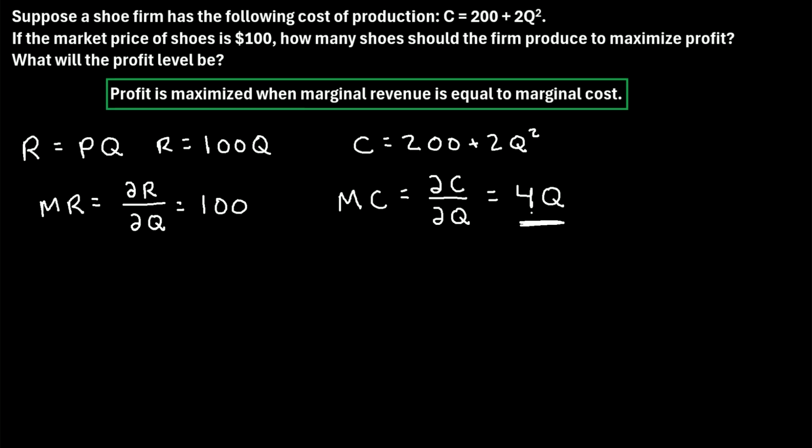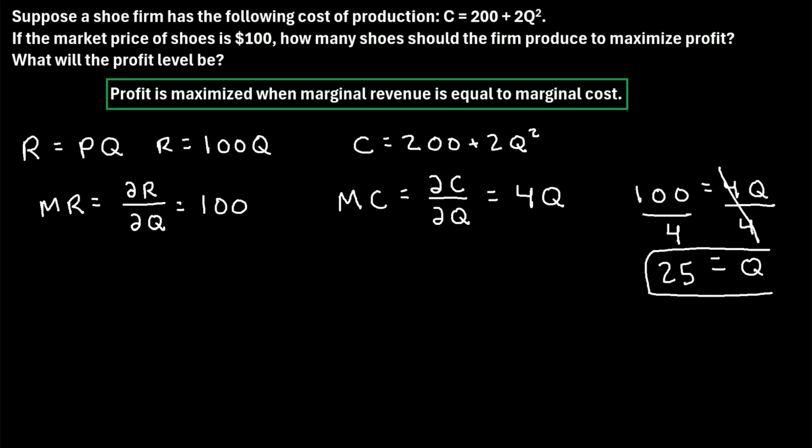So we said that profit is maximized when these two functions are set equal to each other. So let's go ahead and do that. So we'll say 100 must be equal to 4Q. Now notice we can solve for Q by just dividing both sides by 4. So when we do that, the 4's on this side cancel out, and we're left with Q is equal to 100 divided by 4, which is 25. So the quantity of shoes that will allow this firm to maximize their profit is 25. So that's how many shoes that they should produce to maximize their profit.